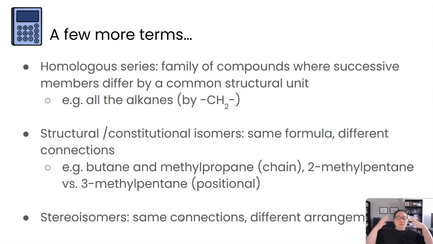We have different types of isomers. We have structural and constitutional isomers, same formula, different connections. So you can have things where you have chains that are built in different ways, single chain versus having a side chain, that sort of thing. Or you can put the side chains in different ways, and those will also be structural isomers. Stereoisomers, you have the same connections, but you have different arrangements. And I'm not going to say any more than that in this particular lesson.